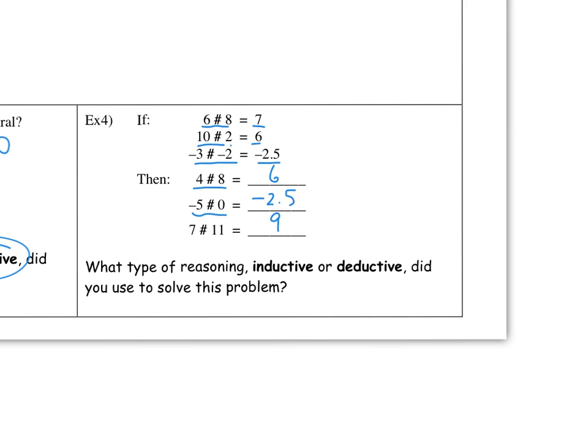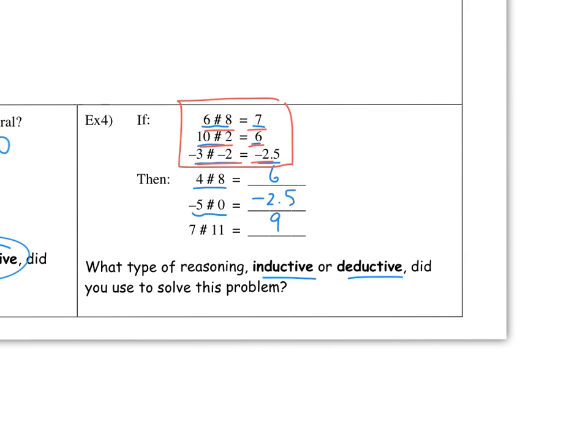So, what type of reasoning are we doing when we figured out how to solve these problems? You're going with deductive. Anybody else? Why do you want to go with inductive? We're observing a pattern. You observed a pattern that said, hey, 7 is the middle of these two numbers. 6 is the middle of these two numbers. -2.5 is the middle of these two numbers.